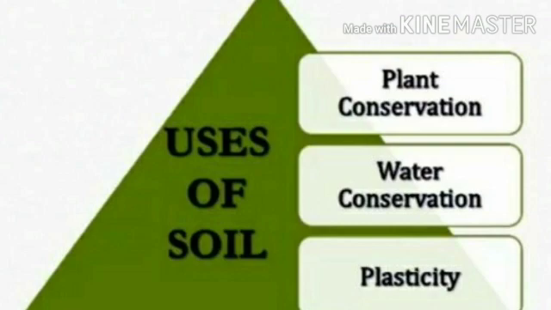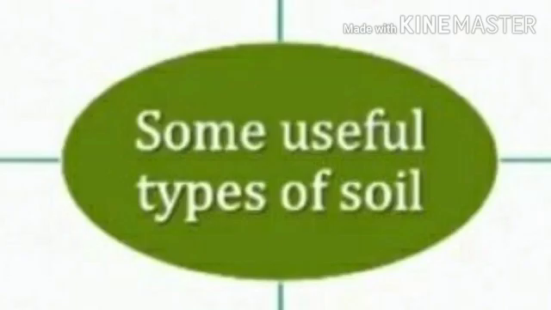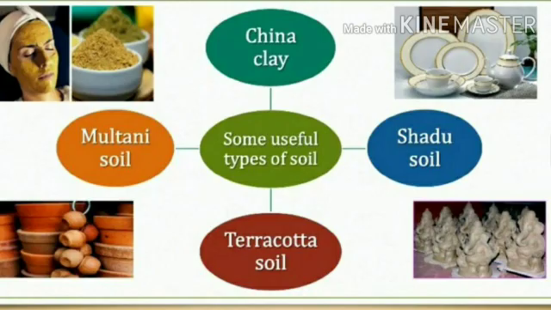Uses of soil: plant conservation, to help plants grow; water conservation, soil holds water. Plasticity: soil can be given any required shape. This property of soil is called plasticity. Some useful types of soil: China clay, which is white in color. Shadu soil, which is the whitest in color. Terracotta soil, this soil is red in color. It is used for decorative articles. Multani soil, this soil is used in cosmetics.